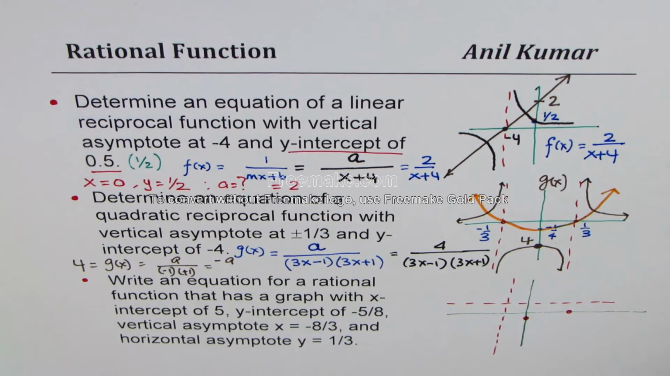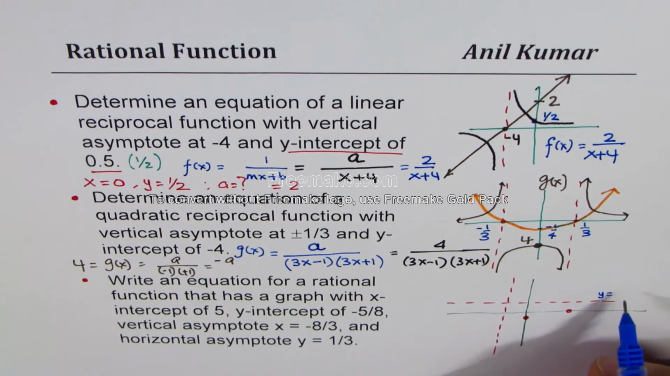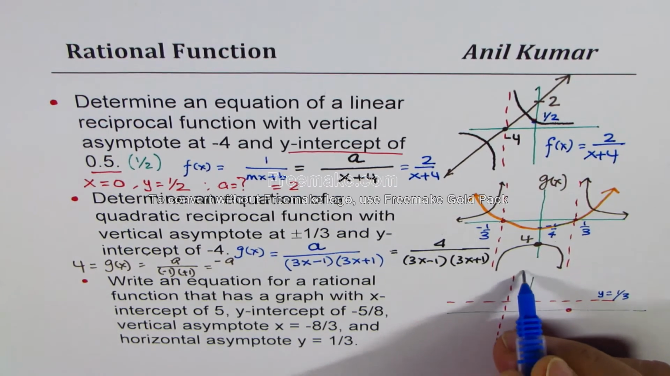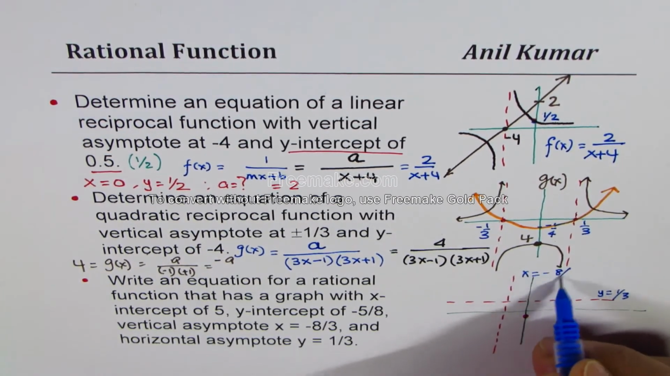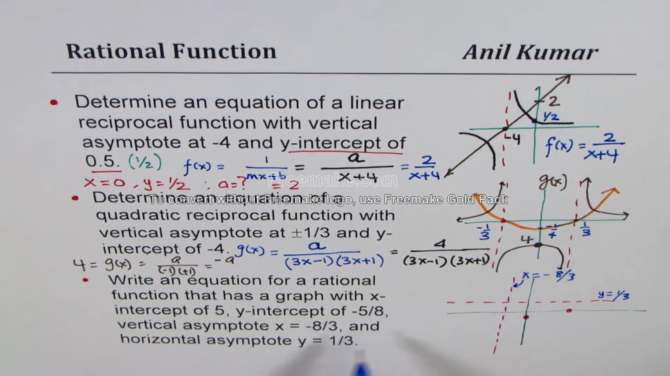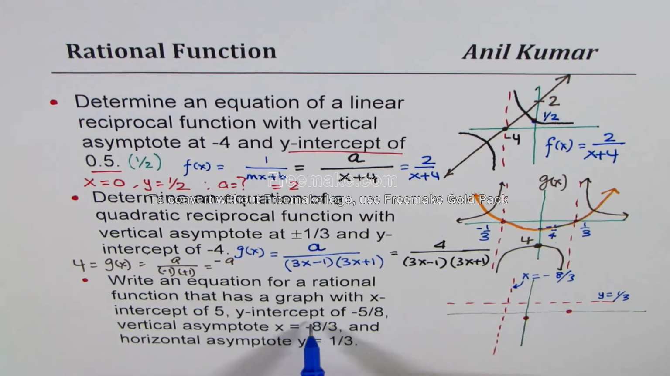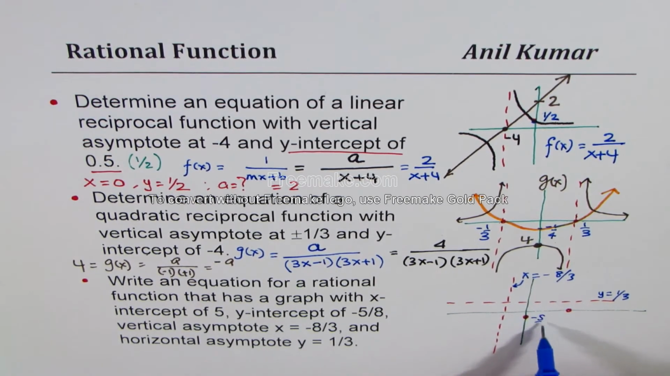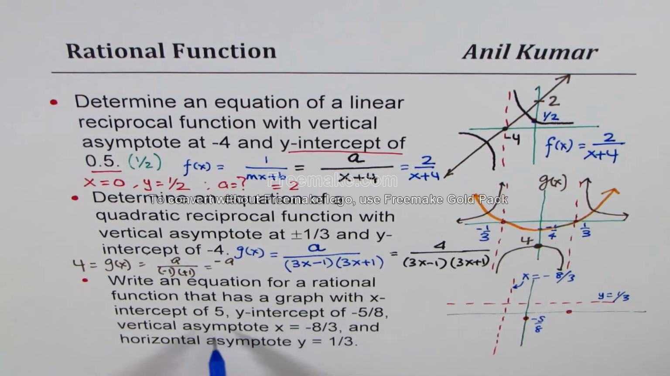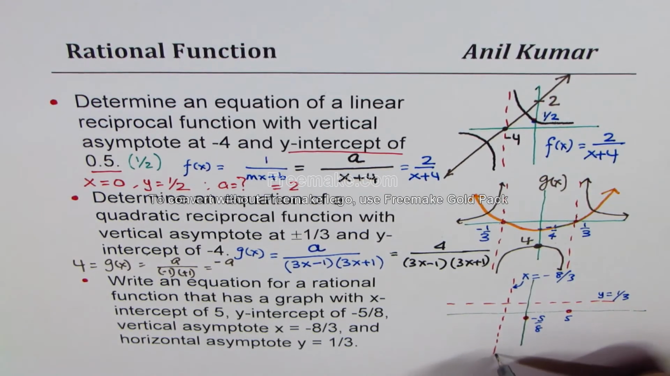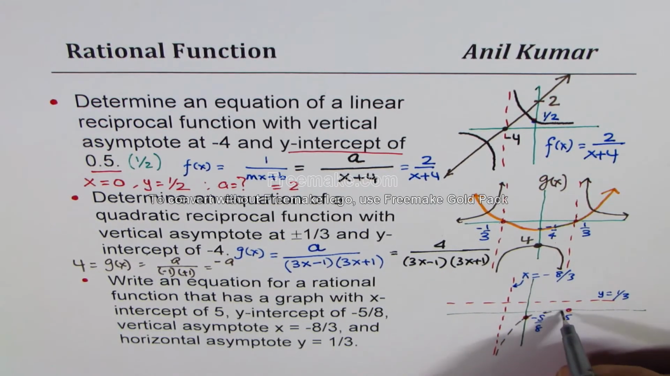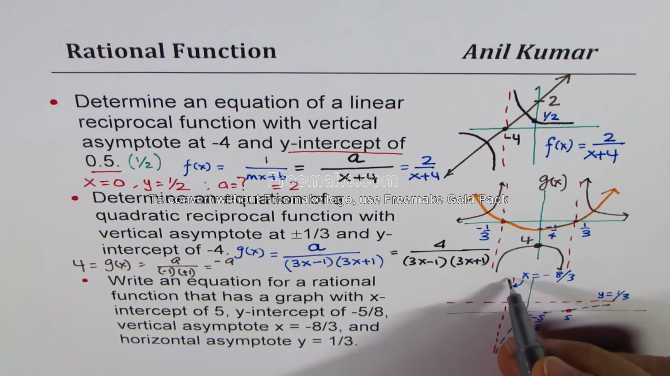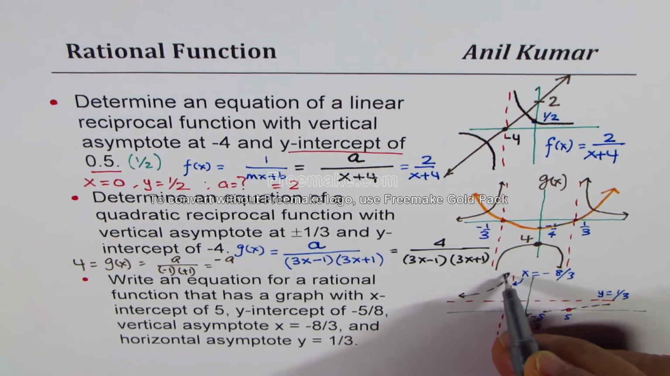So this is the information. This line is at y equals 1 over 3. This line is at x equals, let me write here, x equals minus 8 over 3. Okay. And the y-intercept is minus 5 over 8. The x-intercept is at 5. That is the condition. So if you look at it, what are we expecting? We are expecting a graph which is kind of like this. Is it okay? Okay, so let's safely keep it general.